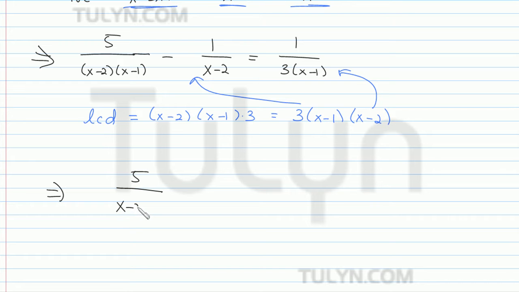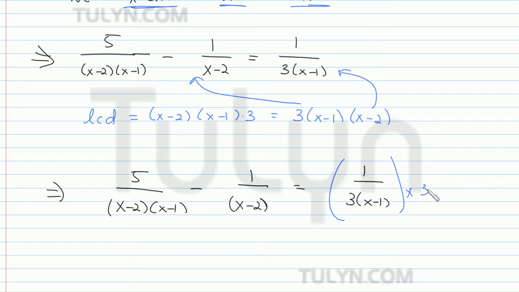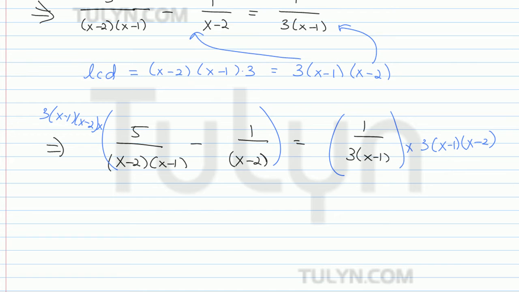So 5 over x minus 2 times x minus 1, minus 1 over x minus 2, is equal to 1 over 3 times x minus 1. And we want to multiply both sides by the LCD, so times 3 times x minus 1 times x minus 2 on the right, and then, this is going to be a bit of a squeeze, times 3 times x minus 1 times x minus 2 on the left. So now I'm going to distribute that into both of the terms on the left side. I'm going to worry about reducing later.